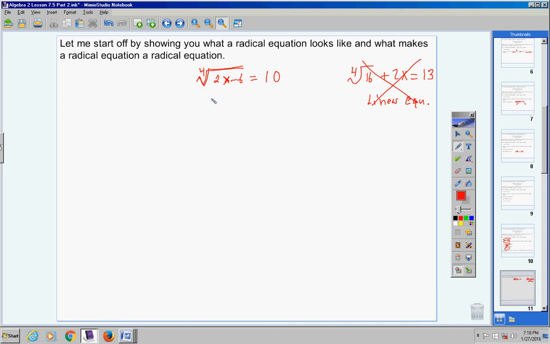Or in other words, the x is part of your what? What do we call that thing under the box there? We call it the radicand. Okay? Alright, so that is what a radical equation looks like.